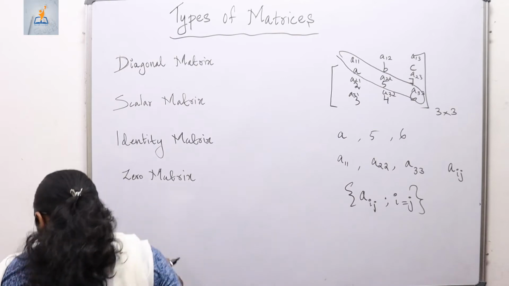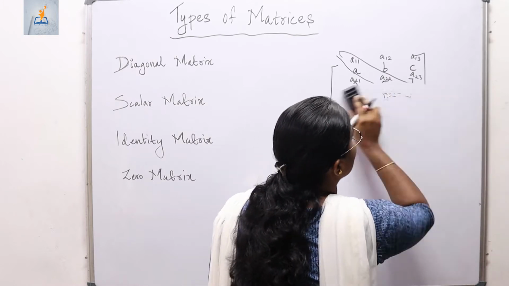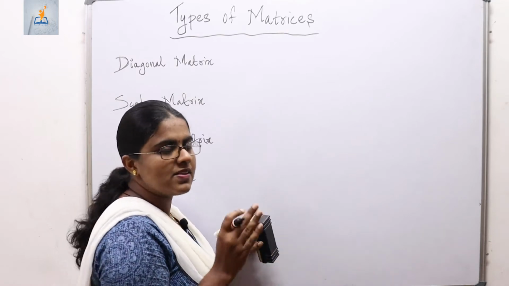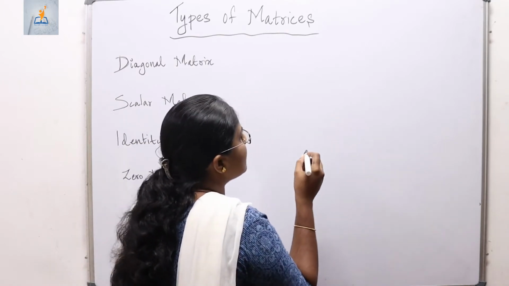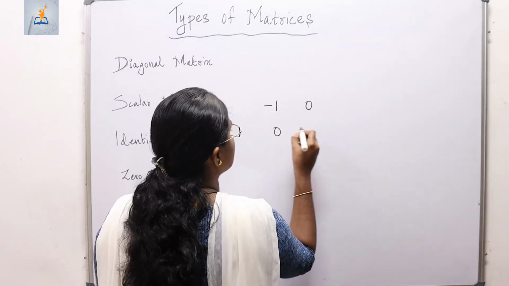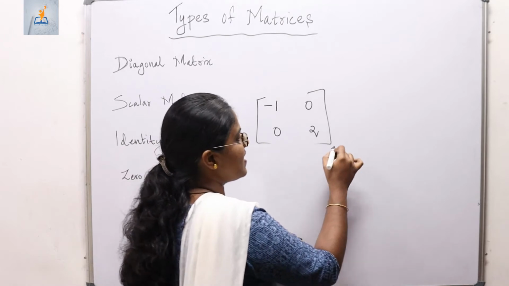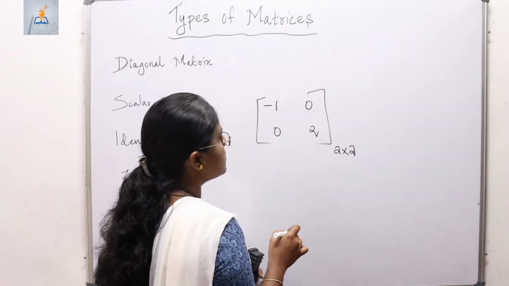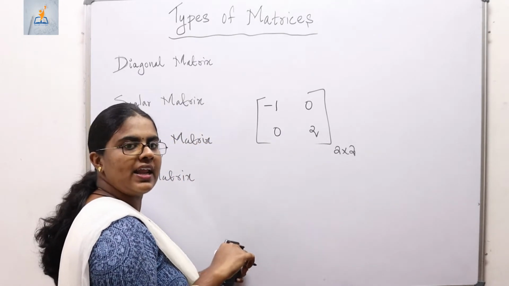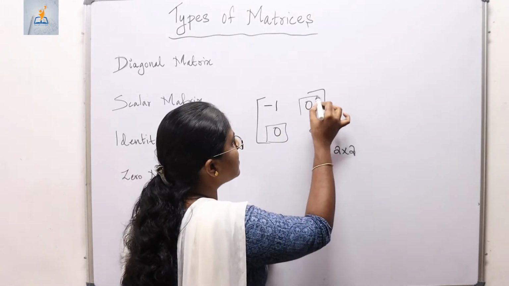So coming on to the diagonal matrix. A diagonal matrix is a matrix whose non-diagonal elements are 0. We know that diagonal elements are always for square matrices. Let me give you an example of a square matrix like this: -1, 0, 0, 2. So look at this matrix. This is a square matrix with order 2 by 2. So look at the diagonal elements, that is minus 1 and 2. And what are the non-diagonal elements here? The elements which are not in the diagonal, they are 0 and 0.